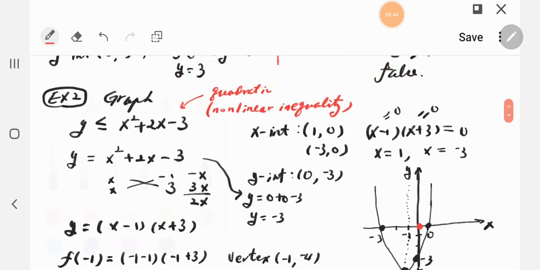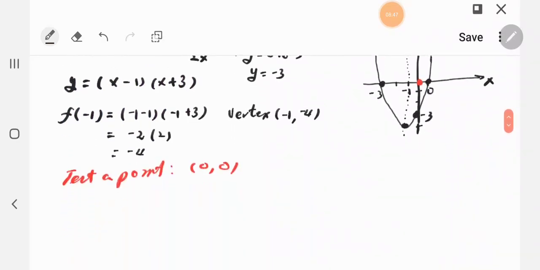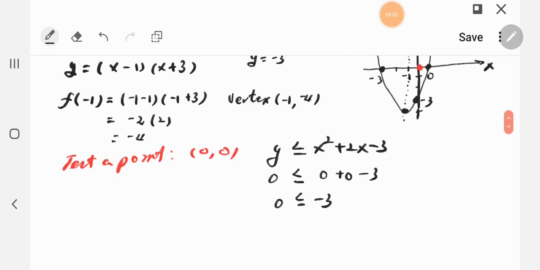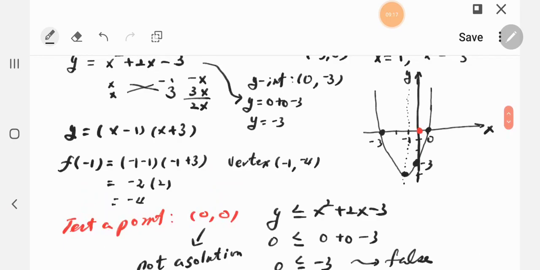And the inequality is y is less than or equal to x squared plus 2x minus 3. So let's plug in 0, 0. Then this will be 0 plus 0 minus 3. So 0 is less than or equal to negative 3. This is false. That means this is not a solution. So the solution will be the other side. So the origin is not a solution, which means inside the parabola is not a solution. So the solution will be outside.